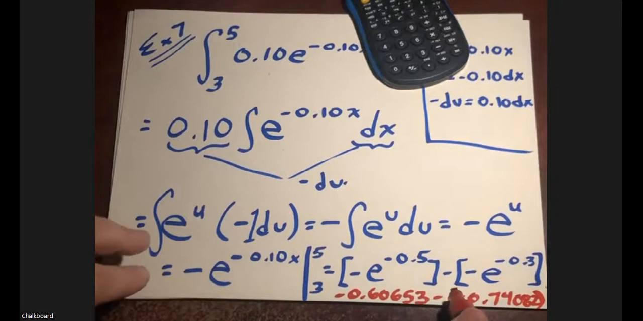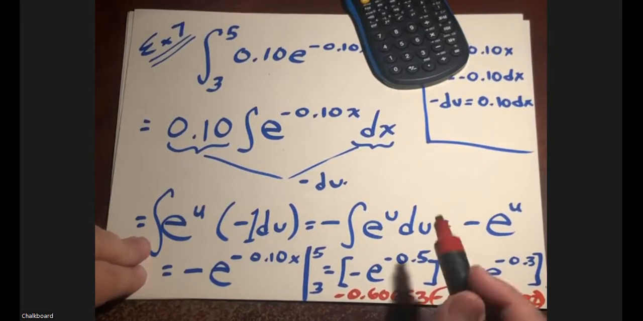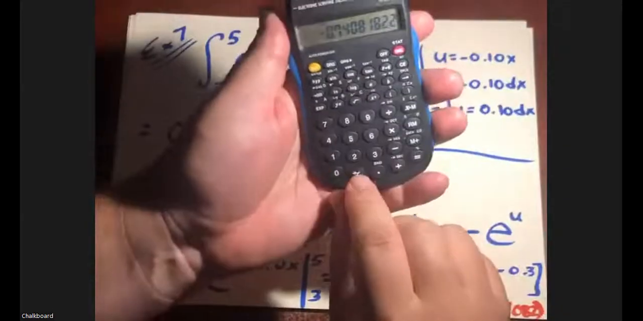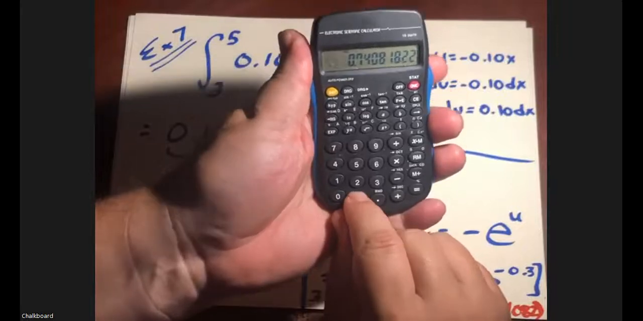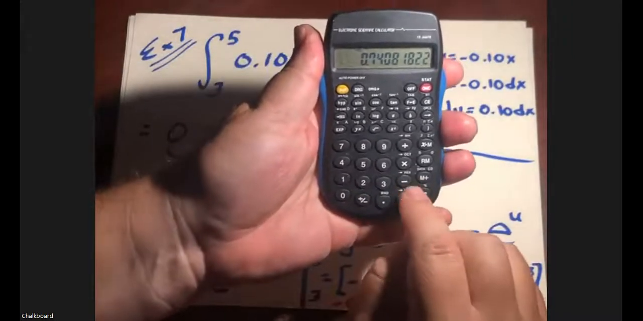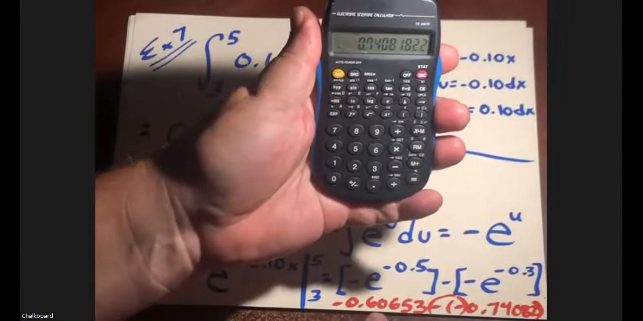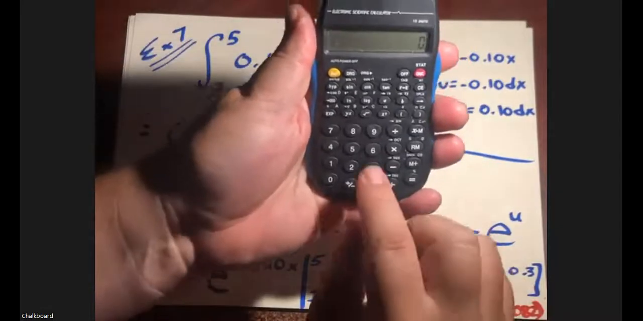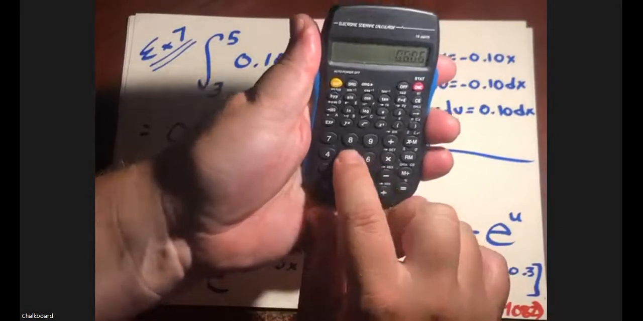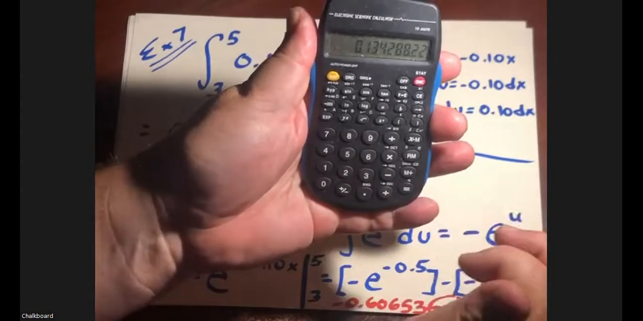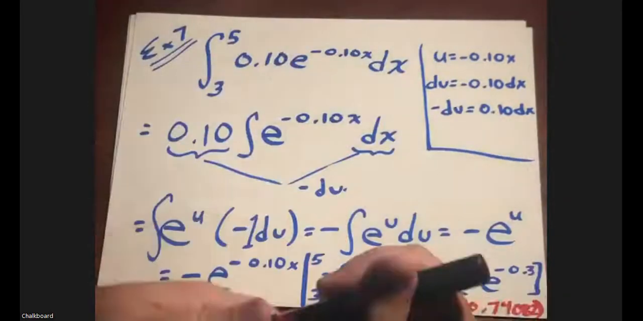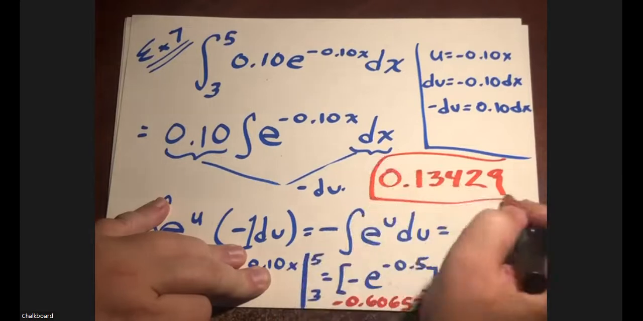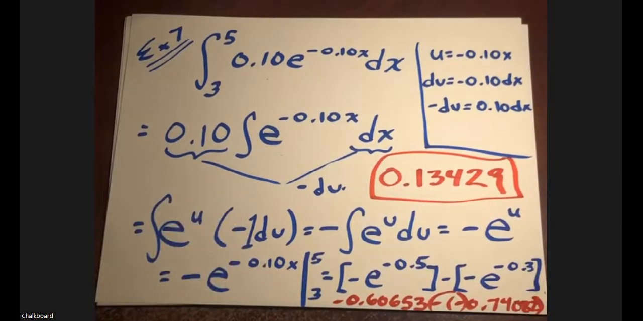Okay, last but not least, this is a plus, right? So what I could do is I could make that positive and then subtract this out and it'll give it to me. Let's do that. So I'm going to change the sign once more with this symbol right here. And now I'm going to make that positive. I'll subtract 0.60653. And I'm getting 0.13429. That is our answer.